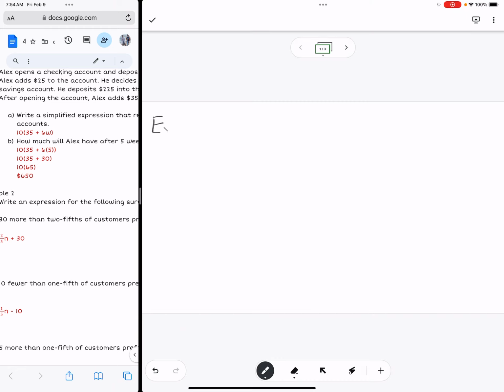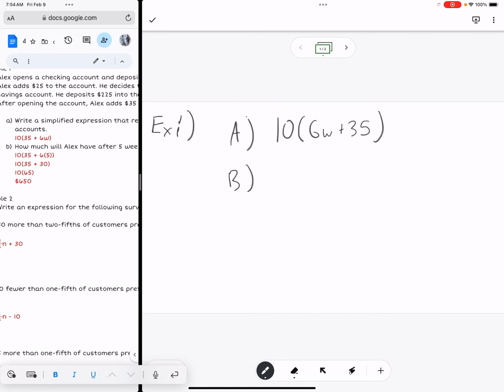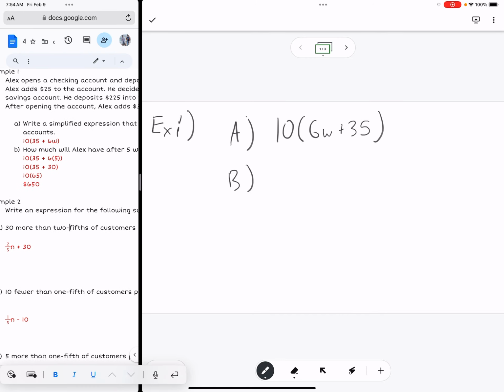Never got to that. So I know, Example 1, we're still on Example 1. Letter A, we have the expression 10 times the quantity of 6W plus 35. And then letter B says, how much will Alex have after 5 weeks? Well, how do we figure that out? Let's go with Alex. How do I figure it out?